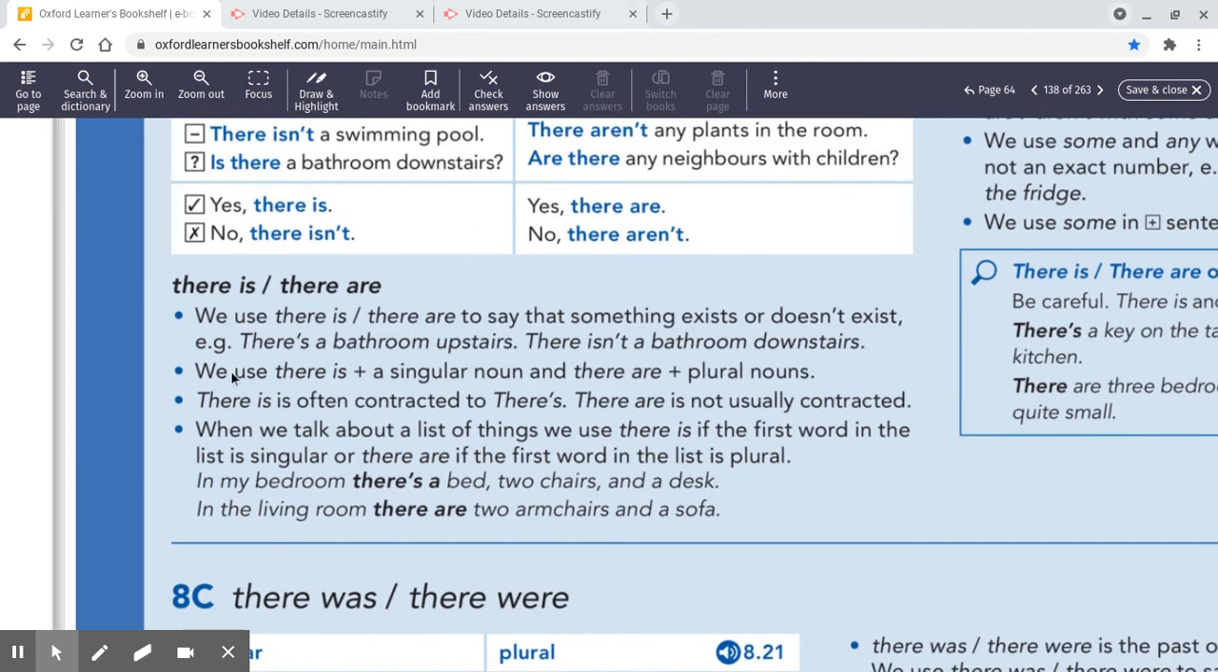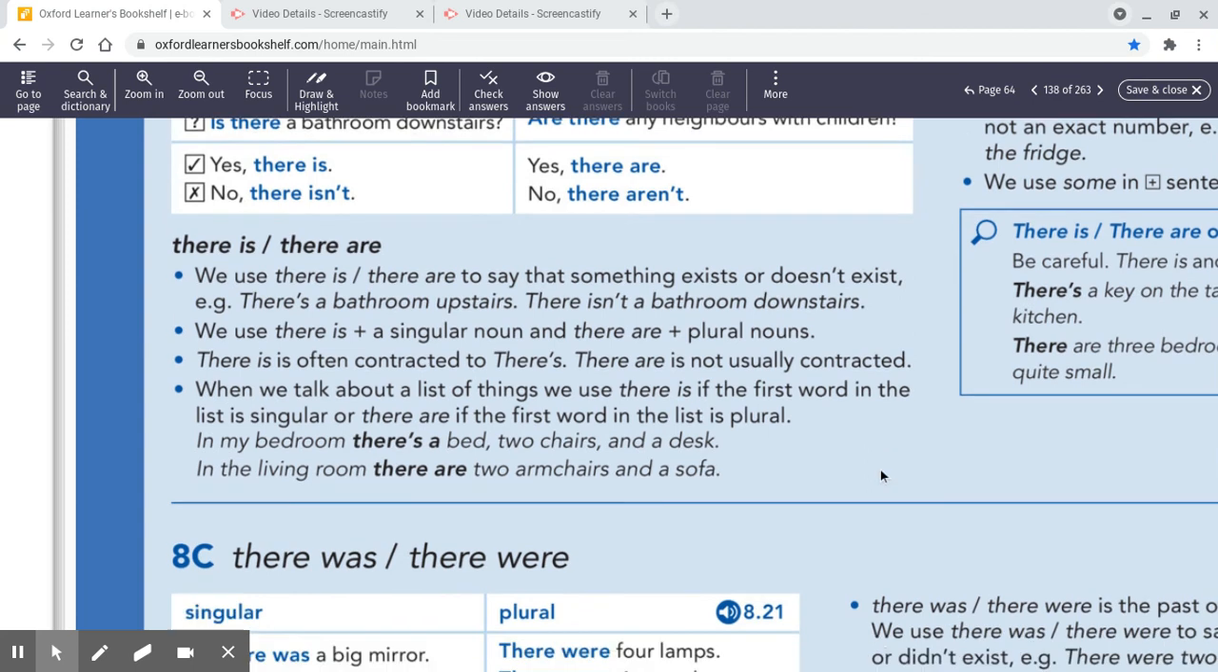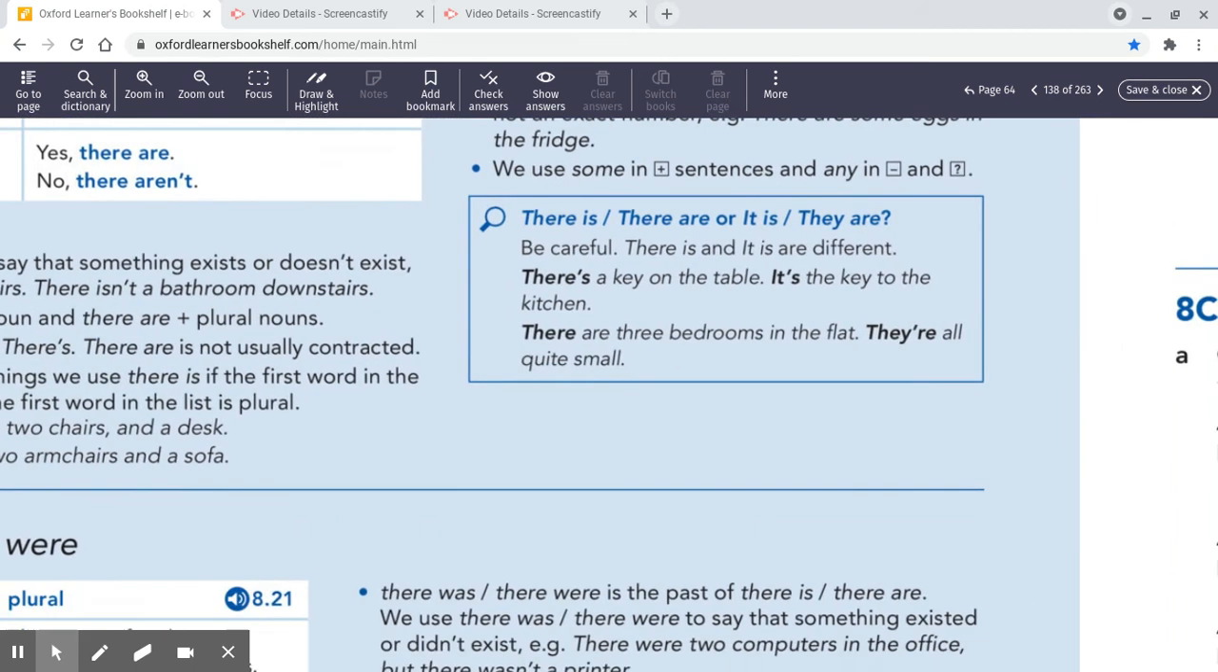So we use there is for singular nouns and there are for plurals. We very often say there's to contract something rather than there is, but we don't use it the same thing with there are. When we talk about a list of things, we use there is if the first word is singular. There's a bed, 2 chairs and a desk. There are 2 armchairs and a sofa. Okay, so it's not the total number.